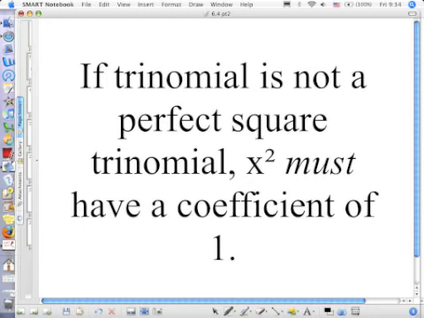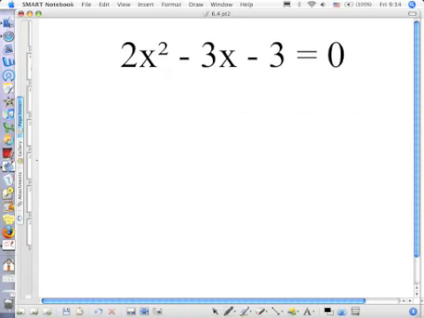All right. If a trinomial is not a perfect square trinomial, like the ones we did yesterday where we had 36x squared plus something plus 9, and we said the first and last were both perfect squares. If that's not the case, the x squared term cannot have a number in front of it. It has to be 1. So, when we look at this one right here, this is where fractions are really going to start hammering you if you're not good with fractions.